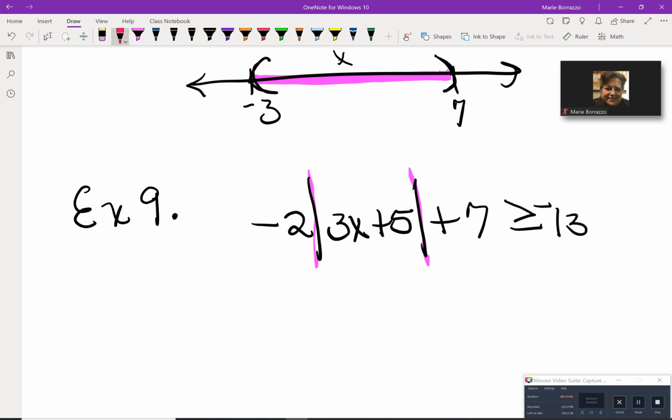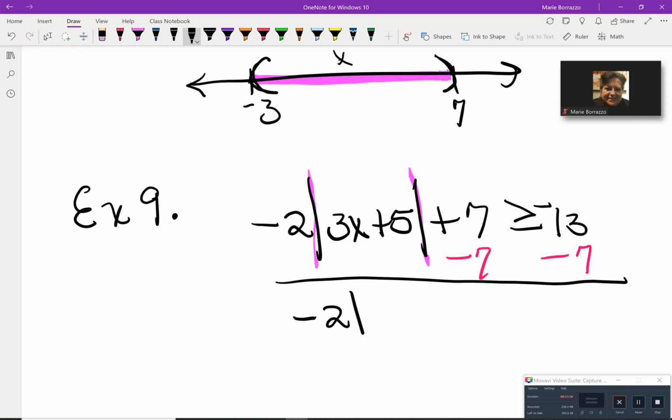So step 1, let's subtract that 7 on both sides. Notice this time I said both sides, because we haven't isolated yet. We don't want to have this isolated and set to its opposite just yet. So this is what we're left with at this moment.